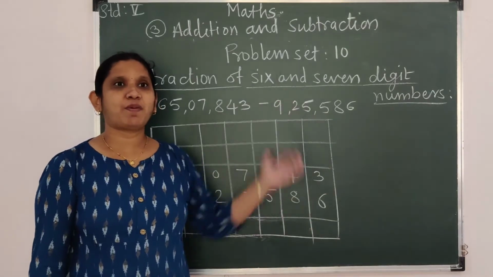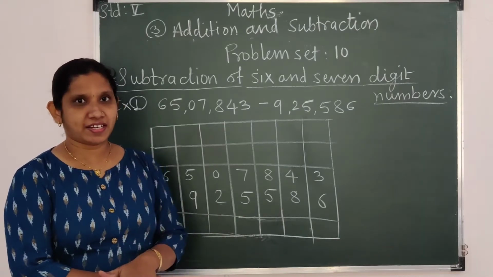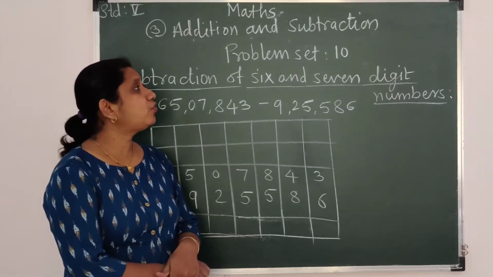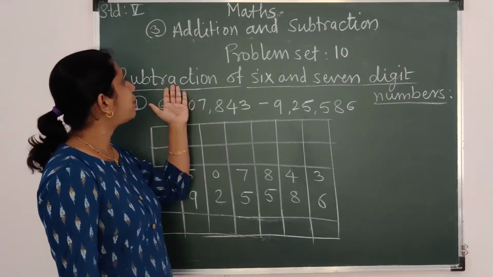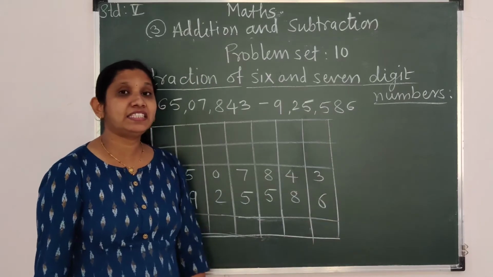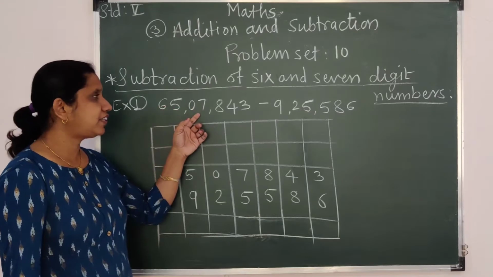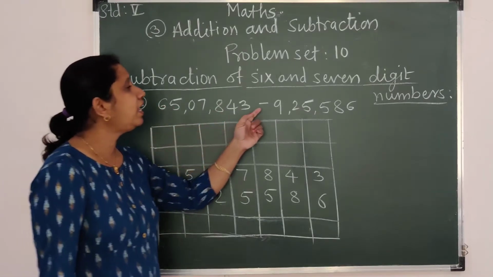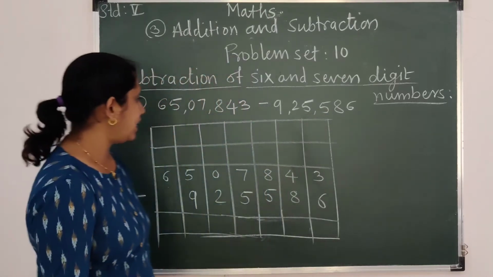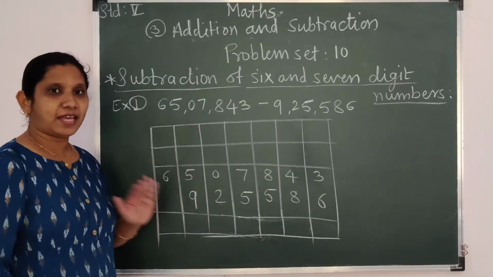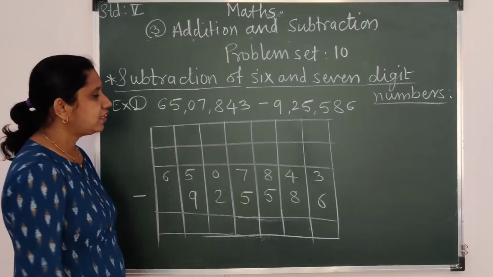Students, in the previous part we have studied simple sums which were only 5-digit numbers. Now in this part we are going to learn to solve sums of subtraction of 6 and 7-digit numbers. See, we have got the first example: 65 lakhs 7,843 minus 9,25,586. So I have written it in a tabular form so that it is easy to write carryovers.